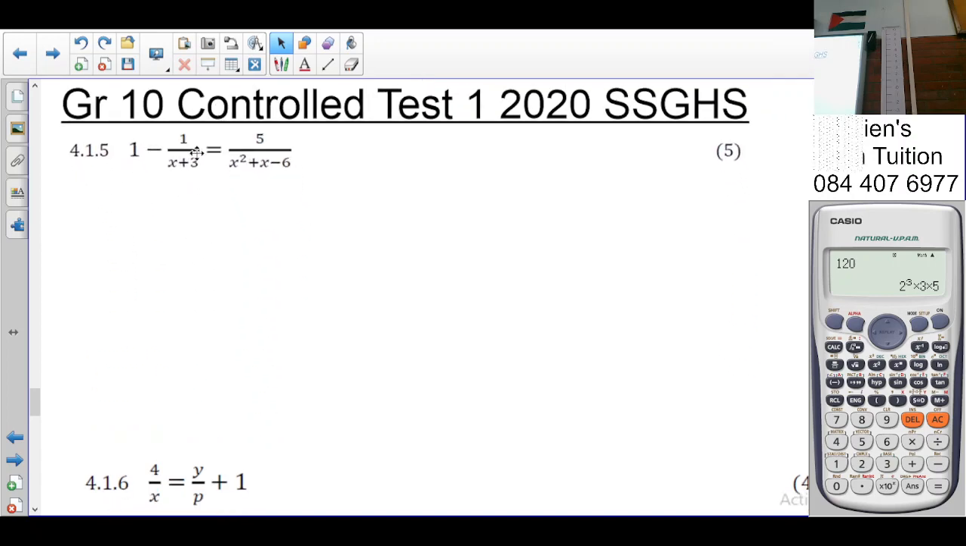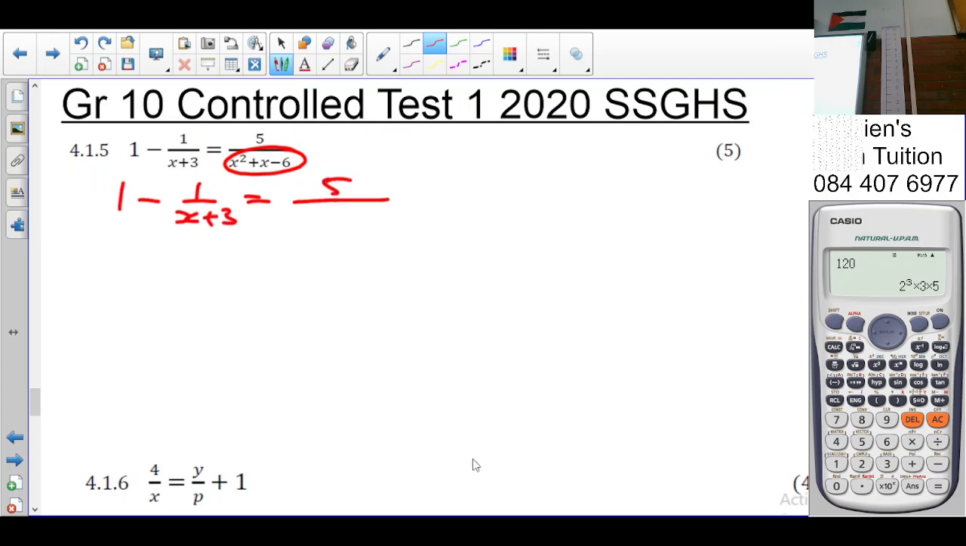People, 4.1.5. First factorize the denominator. So it's 1 minus 1 over x plus 3 equals 5 over x plus 3 times x minus 2. So what's my LCM here? X plus 3.